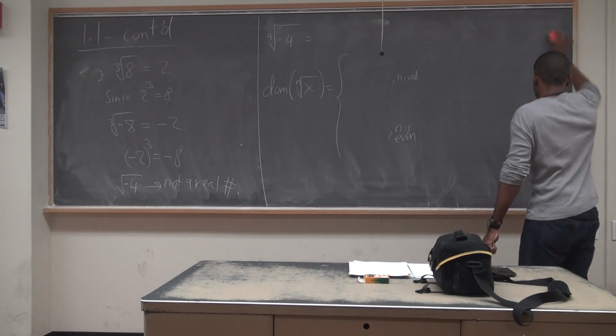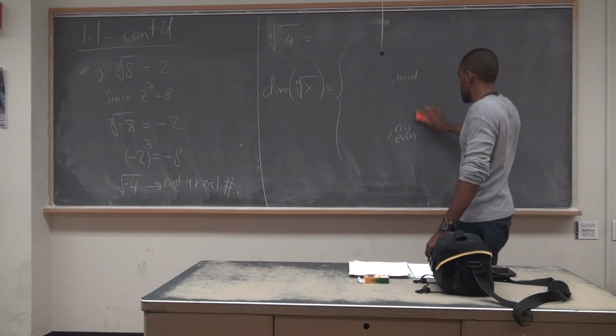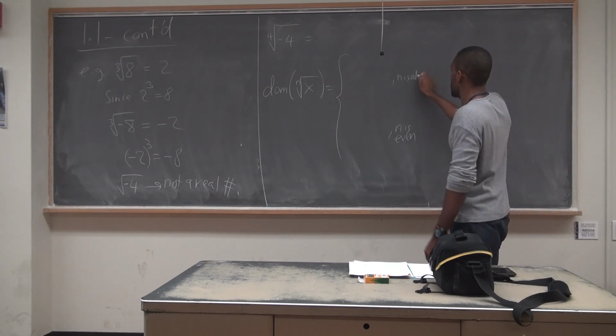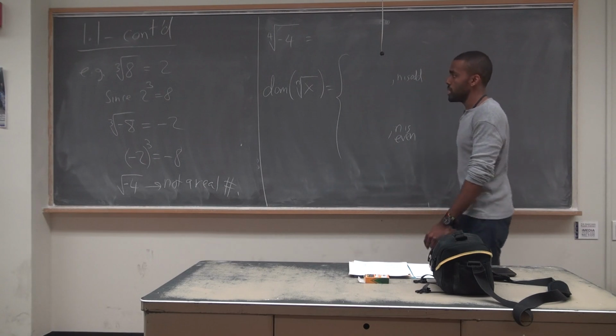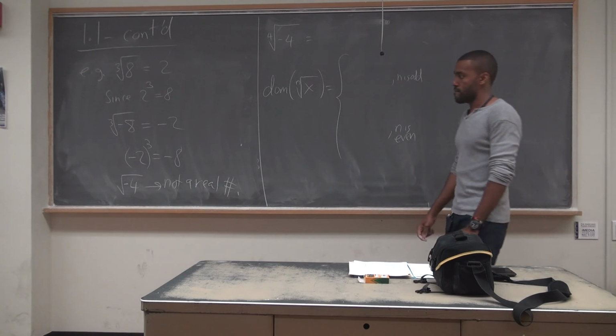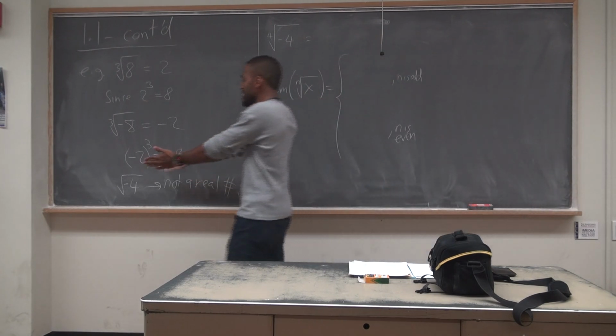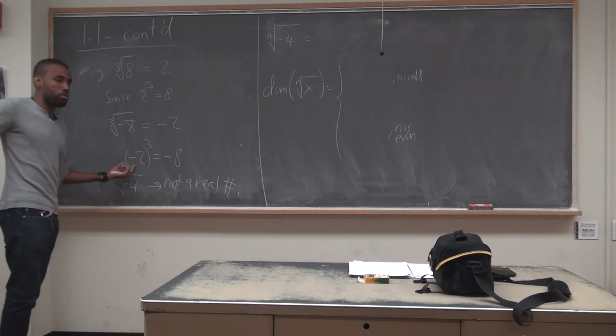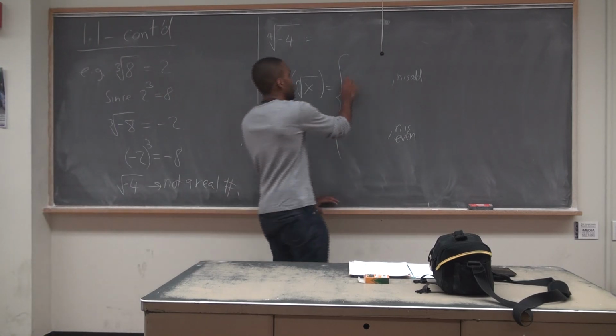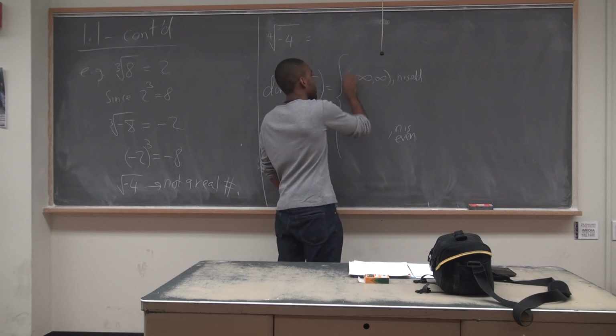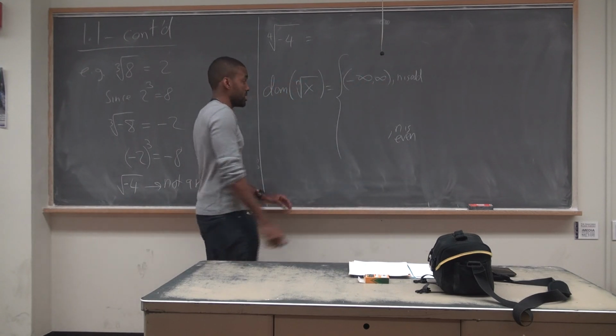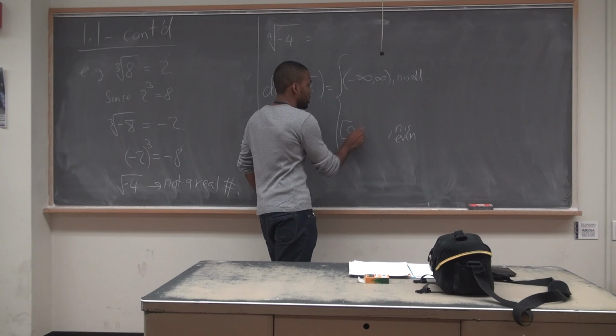So what's the domain of such a function? If your n is odd, what would the domain be? Anything, right? I can plug in negatives, I can plug in positives, I can plug in zeros. The domain will literally be all real numbers if my n is odd. If my n is even, it's only things that are 0 or bigger.